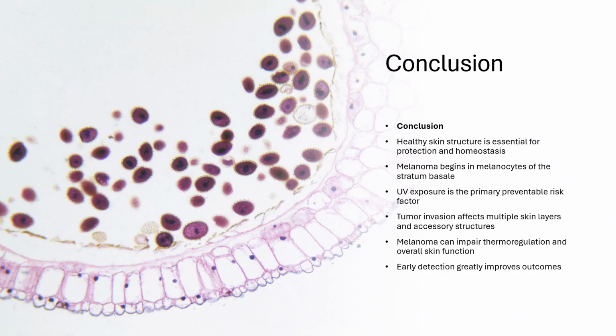As melanoma progresses, it doesn't just affect the epidermis. It can invade the dermis, disrupt accessory structures, and even extend into the hypodermis. These changes compromise essential functions such as thermoregulation, immune defense, and tissue integrity. This case highlights why early detection is so critical. When melanoma is identified before it penetrates deeper layers, the chances of successful treatment are significantly higher.